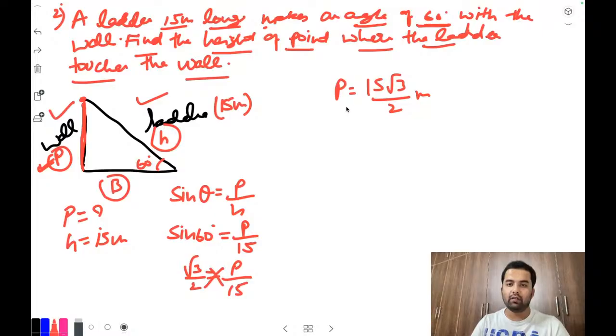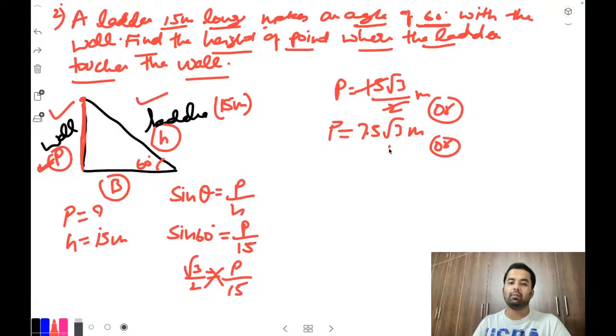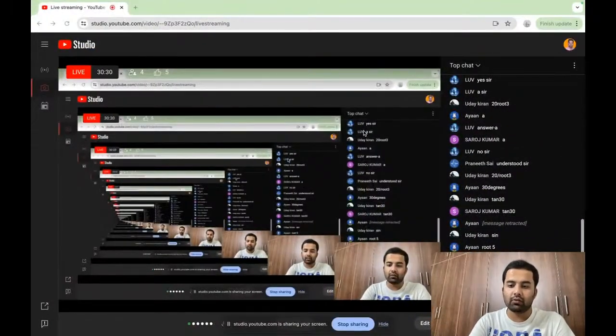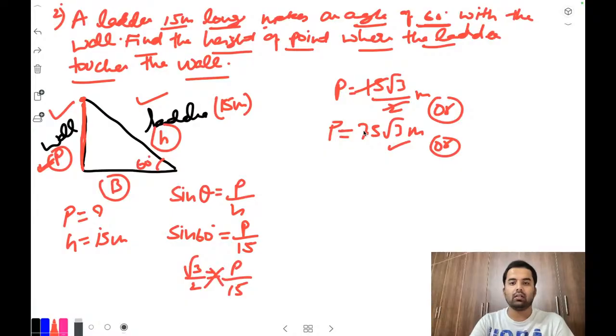Okay. And if you want to make it smaller, you can just cancel out. Keep it as 7.5 into root 3 meter. And if you want to make it smaller, keep the root 3 value, then multiply with 7.5. That is also okay. Is it okay, everyone? Yeah, fine. 15 root 3 by 2. Fine. Yeah, correct. Same thing. Good. Okay, so we are done for this one, and let's switch to question number 3.